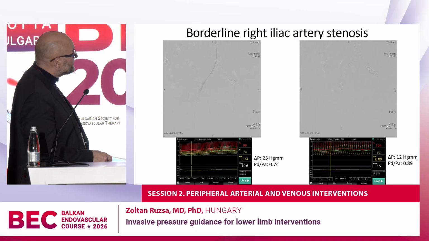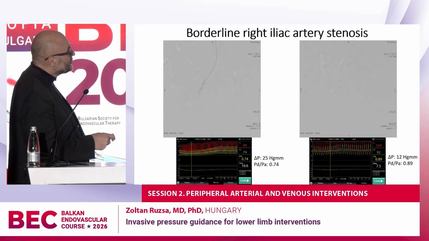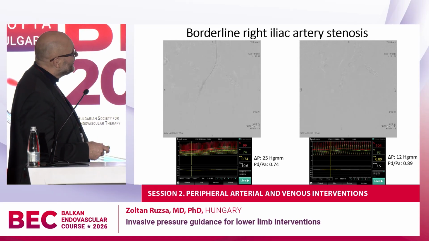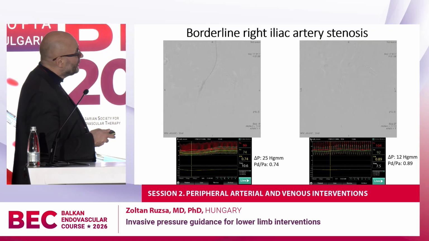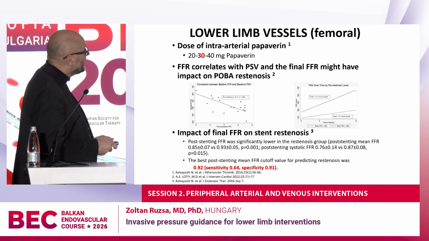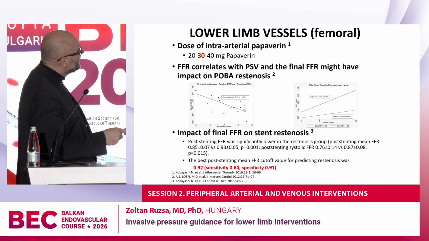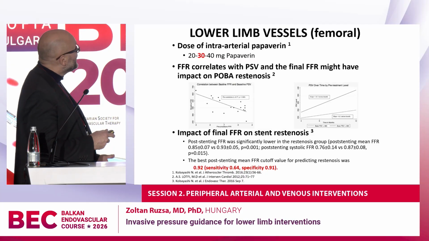So this was a borderline lesion, and I measured the FFR, which was 0.74, and the systolic gradient was 25, so it was significant by pressure wire. So we could put the stent, and then finally we could achieve a good angiographic and FFR result. In the femoral artery also we can measure the FFR.